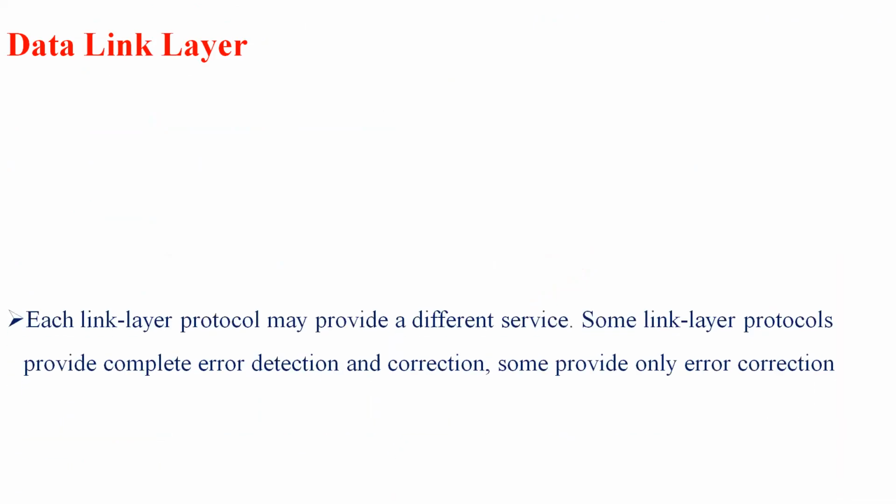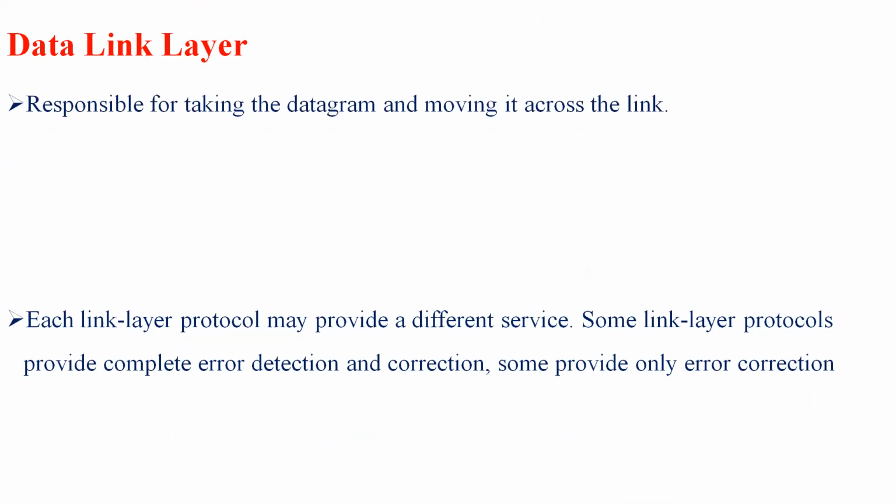Next, we have the data link layer. This is the second layer of the TCP/IP protocol. The data link layer provides a protocol responsible for taking the datagram and moving it across the link. This link can be a wired LAN or a wired WAN, or it might be a wireless LAN or wireless WAN.